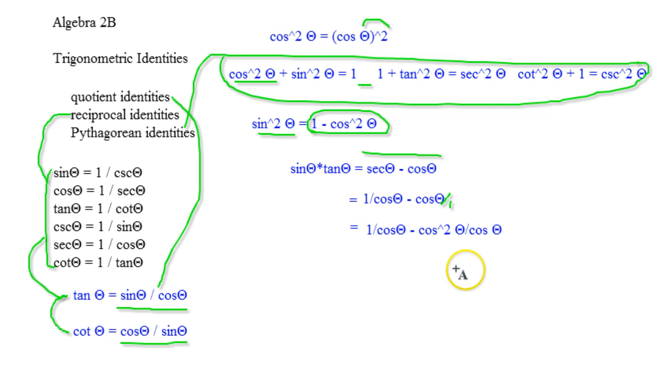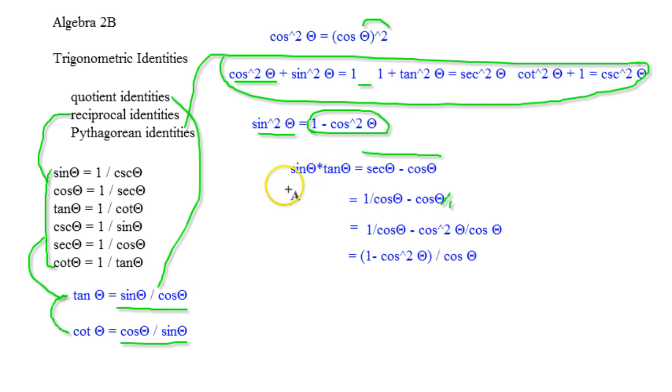Okay, all right. Now that I have them both with the denominator of cosine, I'm going to go ahead and subtract the top. So the top, I'm going to have 1 minus cosine squared of theta divided by cosine of theta. Okay, now if you notice, that's not getting to look anything like this.